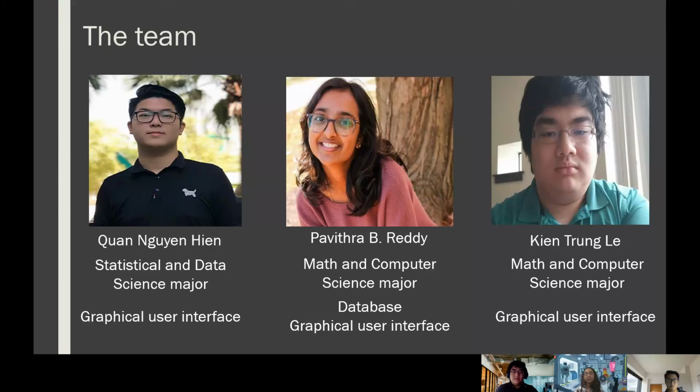Next is Pavitra, who is a math and computer science double major, and she has experience with Java, which is the programming language we use for this project. That was helpful overall. And she worked on the database and the graphical user components of our project. Finally, is me, Kian. I'm a math and computer science double major, and I work on the graphical user interface component. Next, we're going to talk a bit about our client.